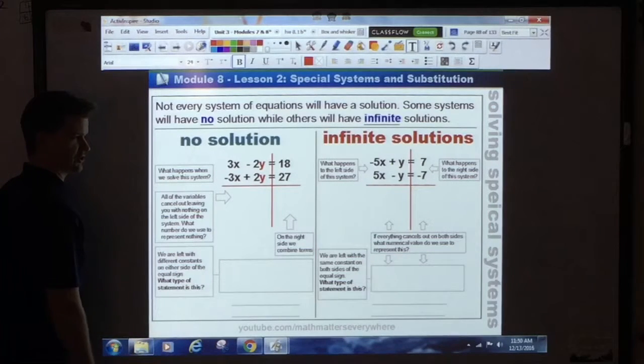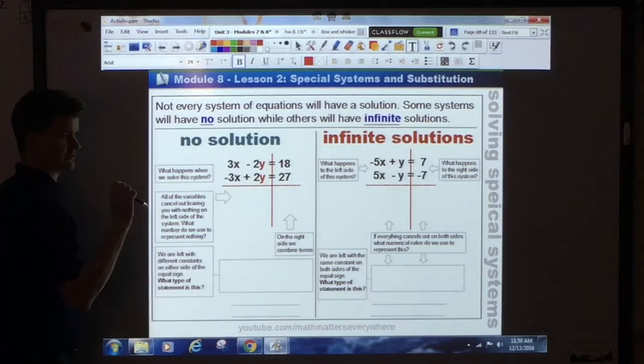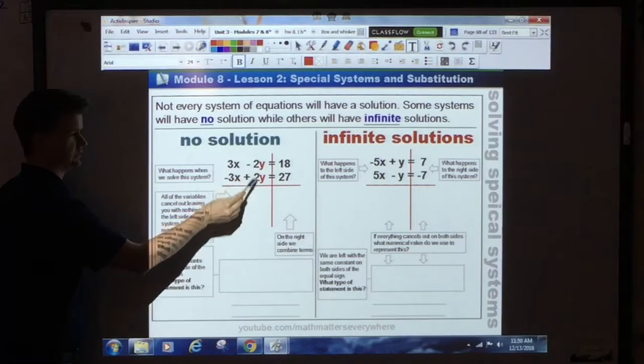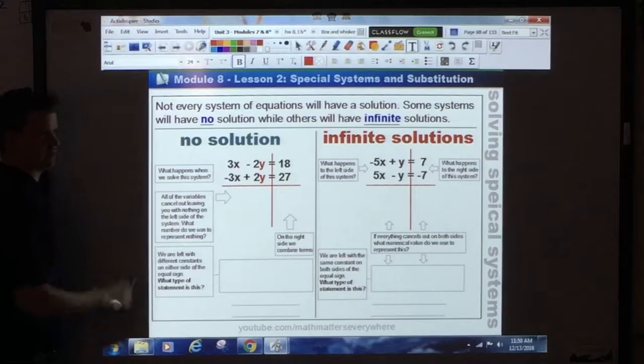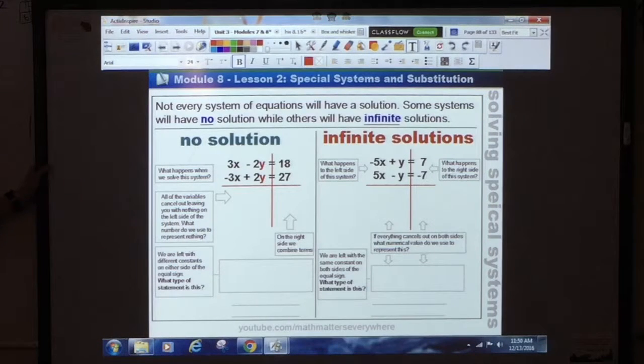You ask yourself the questions. Oh, by the way, there's a small typo in your notes. These are x's in your notes, they're supposed to be y's. I've corrected that, okay? So, do we have inverse coefficients in this system, yes or no? Yes. For what variable? X and Y. For both of them, x and y.